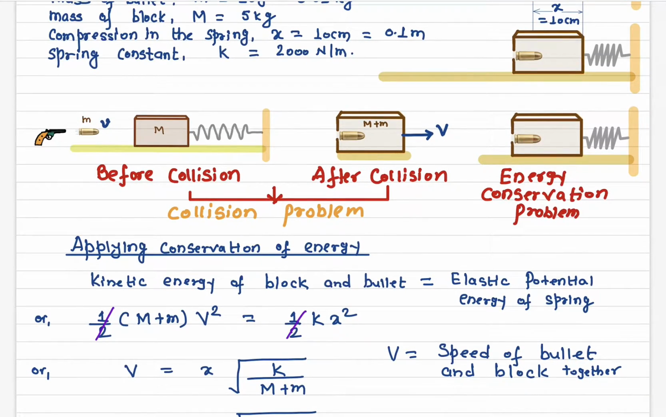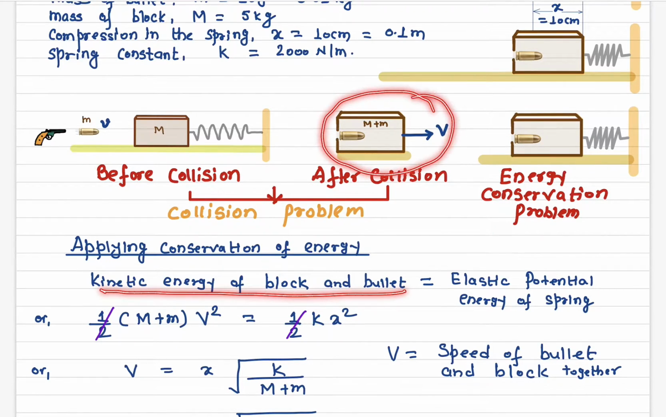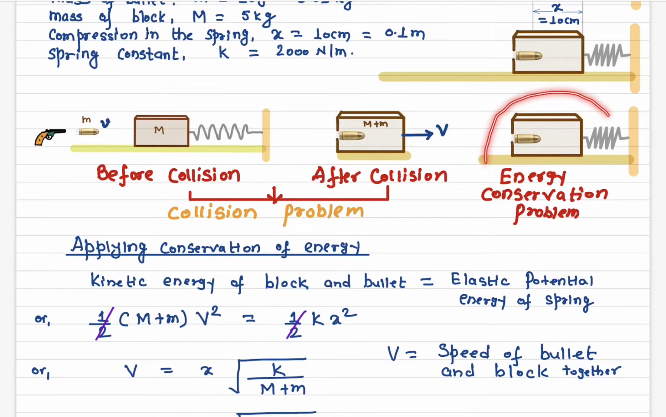And when the block and the bullet compress the spring, then all the kinetic energy of the block and the bullet is changed into the elastic potential energy, because it compresses the spring. So let's start from here, the energy conservation problem, and then we'll go backwards. The kinetic energy of the block and bullet is equal to the elastic potential energy of the spring, or the spring mass system.